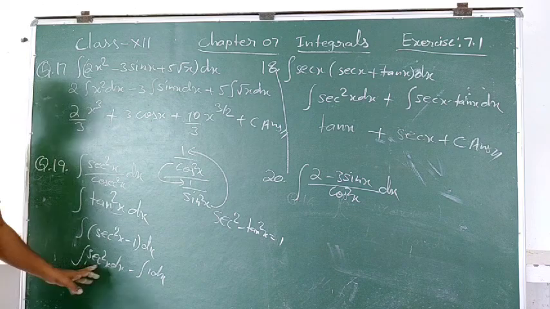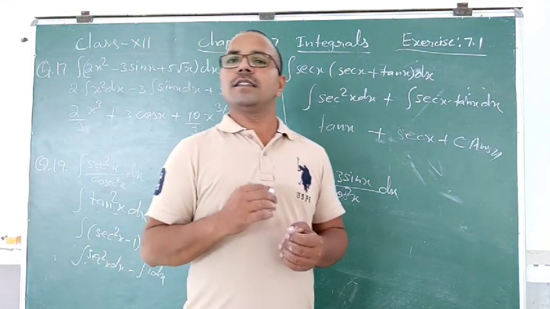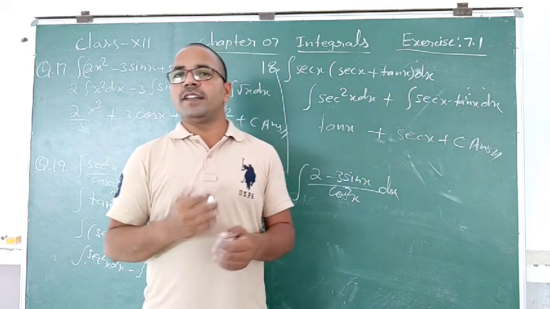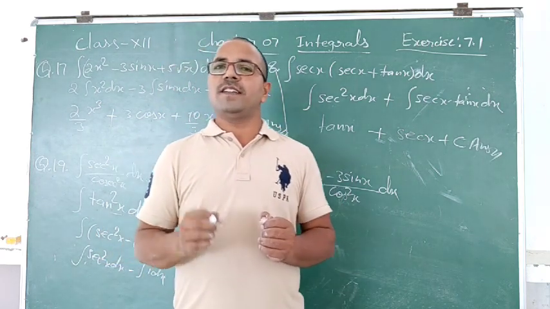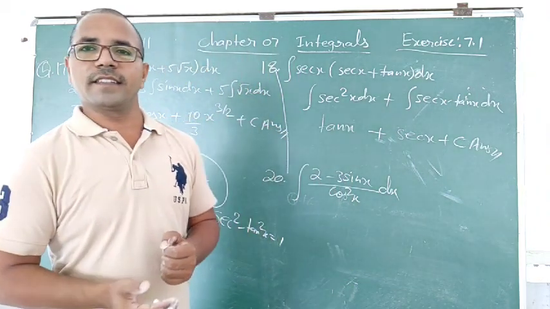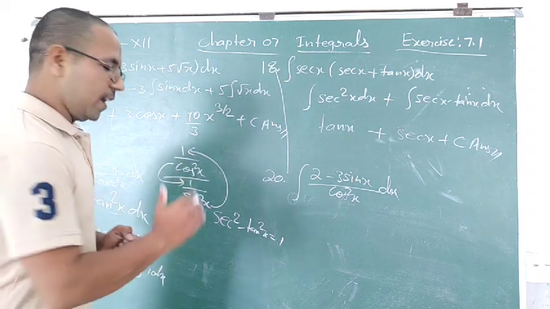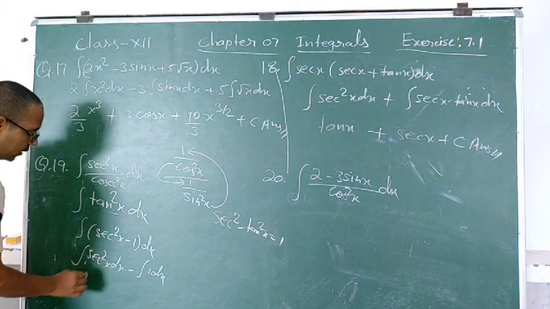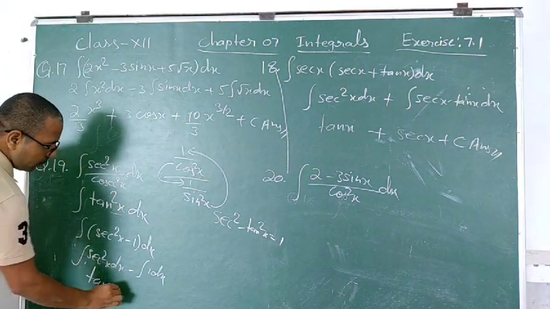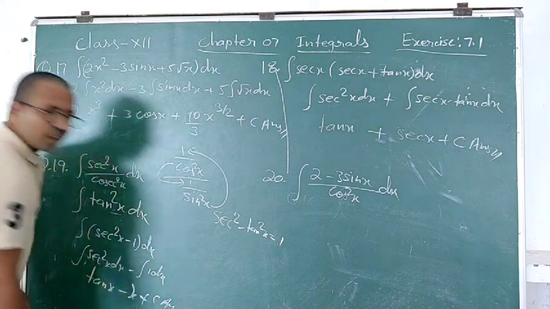For the integral of sec square x, again I am telling you, just think: which trigonometric function will you differentiate to get sec square x? Tan x. Differentiation of tan x gives sec square x. So the integral of sec square x will give tan x minus x plus c. This much is the answer.